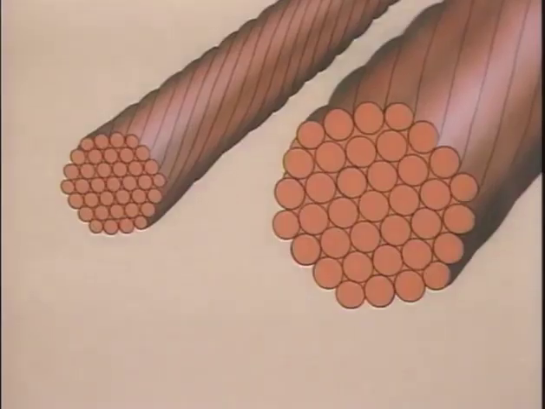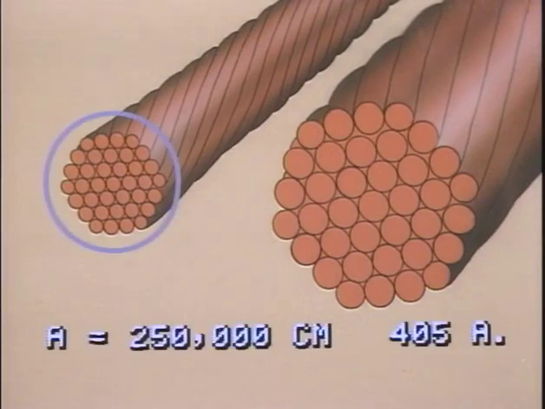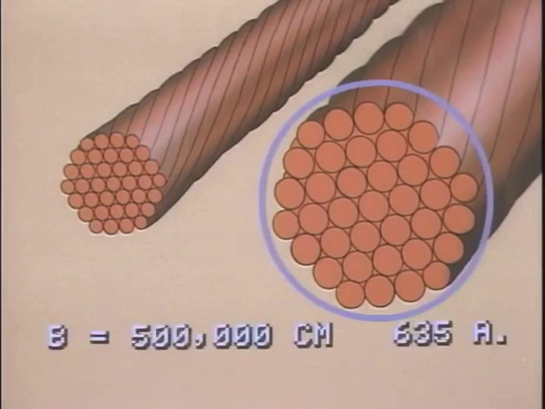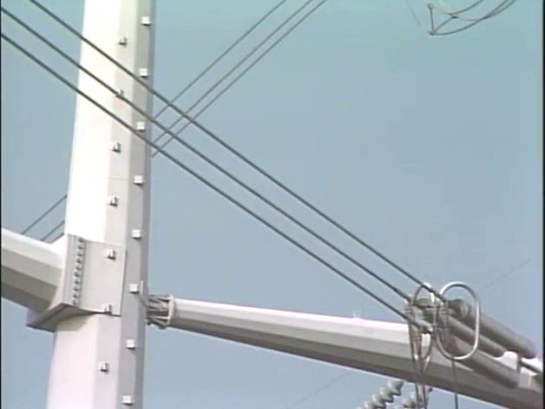For example, here are 2 conductors of different sizes. Conductor A is 250,000 circular mils and has an AC carrying capacity of 405 amps. Conductor B is 500,000 circular mils, twice as large as conductor A, and has an AC current carrying capacity of only 635 amps.